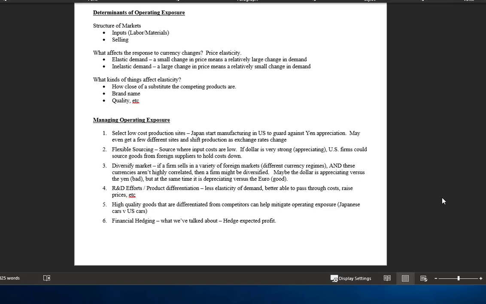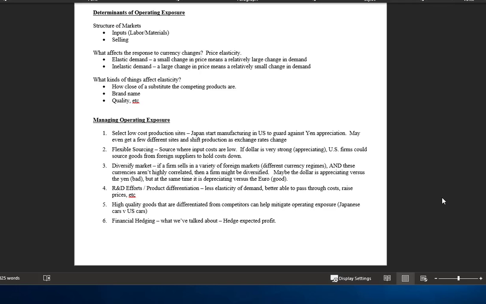So maybe they have a Mexico production facility and a Canadian production facility in the U.S. So they've got North America covered, and to the extent that labor relations allow it, maybe they can shift production to the area that has the most advantageous currency situation at that particular point in time. Not really likely, but that would be a longer term solution. They could shift production.